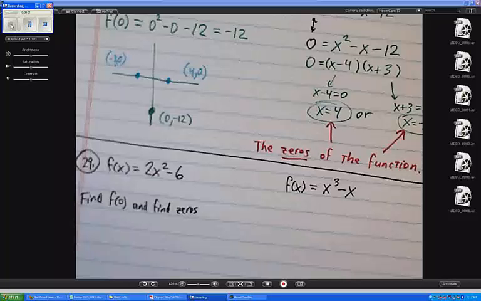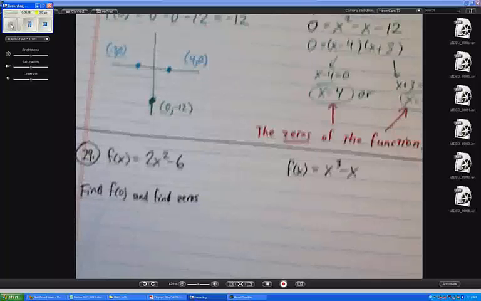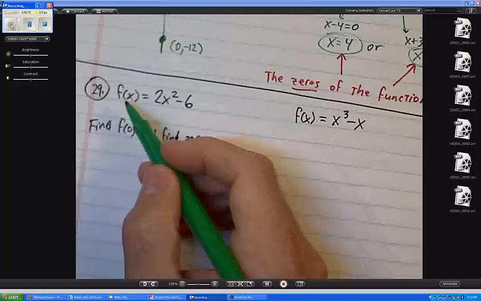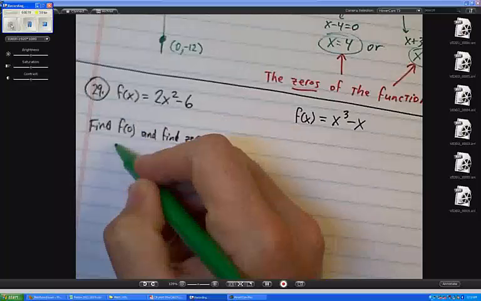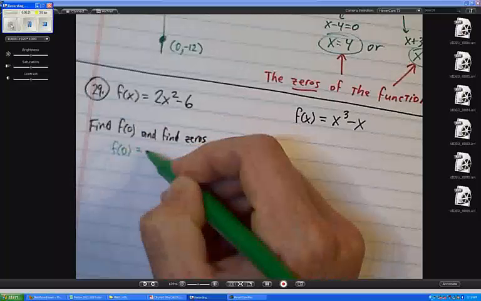Because I have a few things to say about this. So you had to find f of 0. Remember I said f of 0 gives me which intercept? That's the y-intercept. Okay, so that's easy. For 29, this first one up here, I would compute that f of 0 is -6.